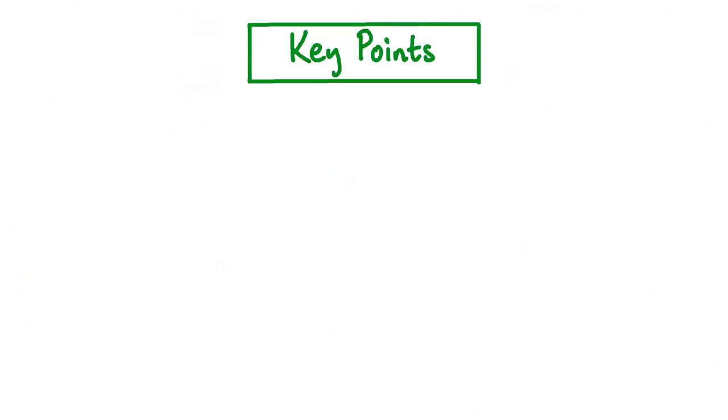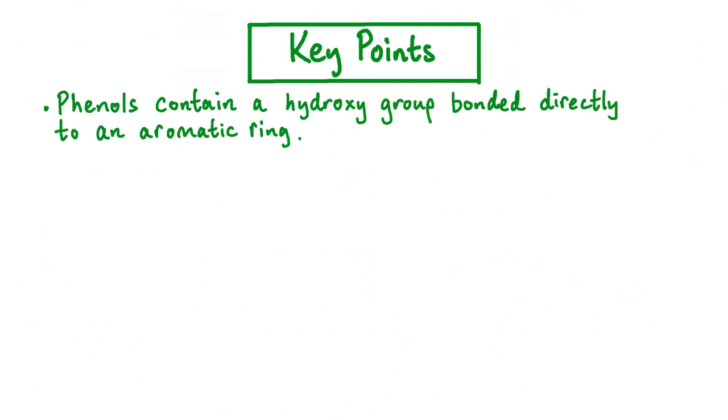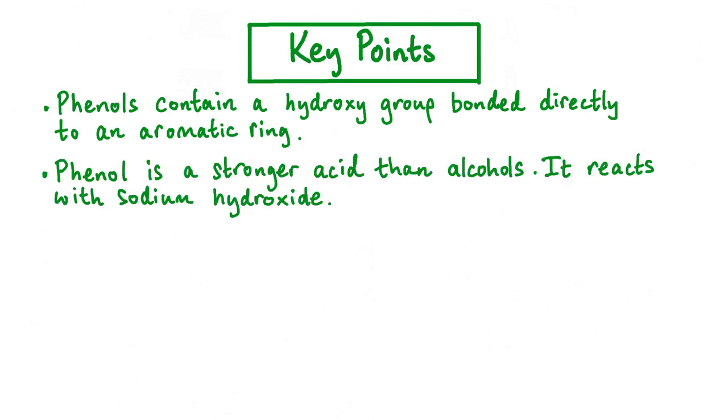We will now review the key points about phenol. Phenols contain a hydroxy group bonded directly to an aromatic ring. An example of an aromatic ring is a benzene ring. Some of the chemistry of phenol is similar to that of alcohols. However, phenol is a stronger acid than alcohols. It reacts with strong bases like sodium hydroxide.